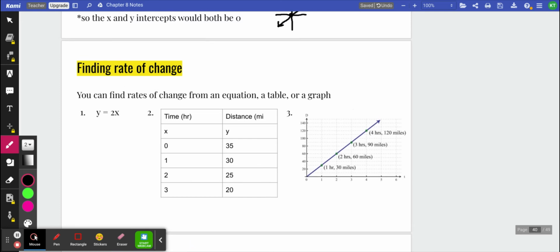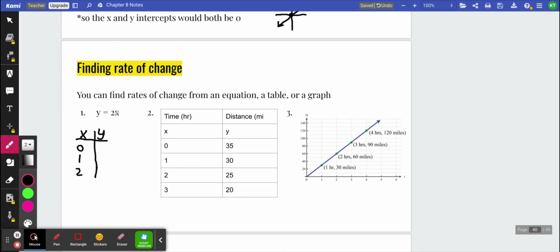So finding rates of change, we can do that from equations, we can do that from tables, we can do that from graphs, right? For example, if I have an equation y equals 2x, we should be able to eventually just look at that equation and know what the rate of change is going to be. But what we can do is create a table. Remember, we started out the chapter by saying, if I want to find points on that line, I can assign values for x, right? 0, 1, 2, and I'll see what our change is.